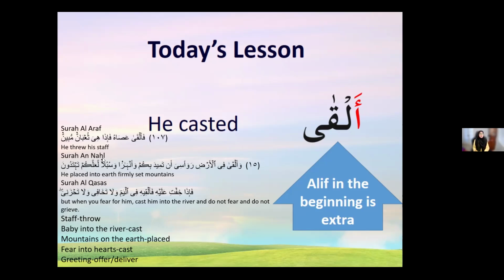Then in Surah Al-Nahl it is walqa fil ardi rawasiya. That means Allah placed on the earth rawasiya, the mountains. So Allah placed mountains on the earth to make the earth firm. If these mountains were not there, the earth would be shaky. So to make the earth firm, Allah placed mountains. وَأَلْقَى, that means he placed or he cast.